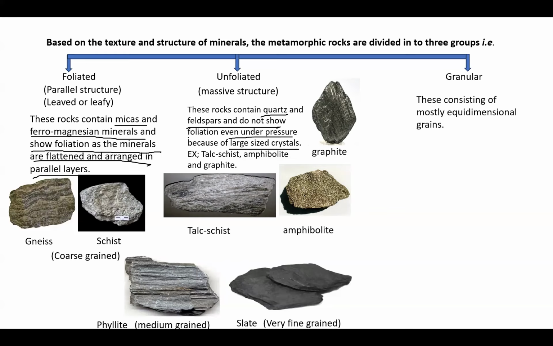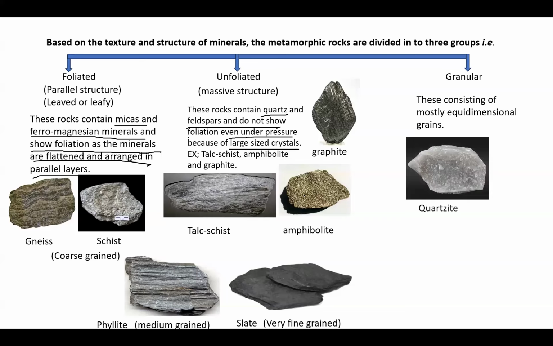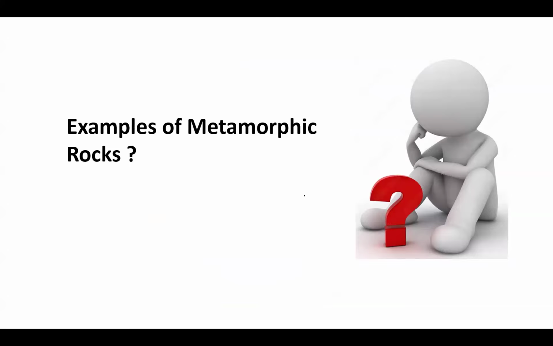So granular rocks consist of mostly equidimensional grains. Granular rock contains equidimensional grains. Examples are quartzite and marble. And please mention the examples of metamorphic rock and its example.